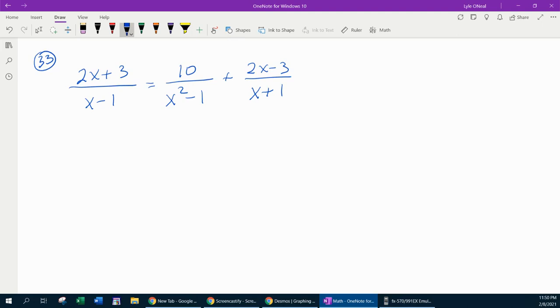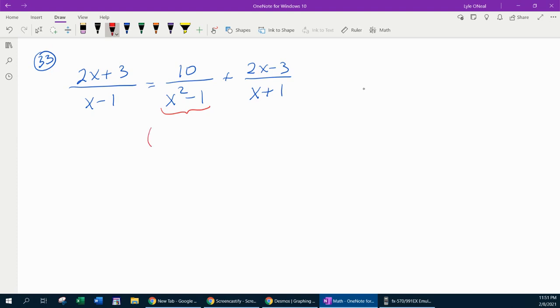And lastly, we're going to look at number 33. Notice in the denominators, I do have an expression that will factor. So like in the previous example, I said if any of the denominators can be factored, you need to factor them in order to find the common denominator. So here's the piece that's going to factor. This is the difference of two squares, and you need to know how to factor the difference of squares.